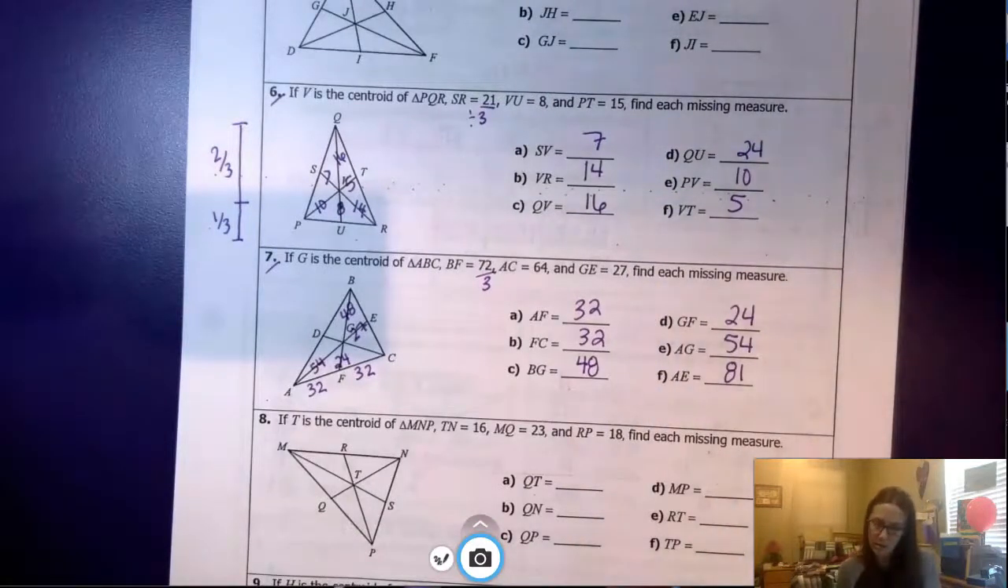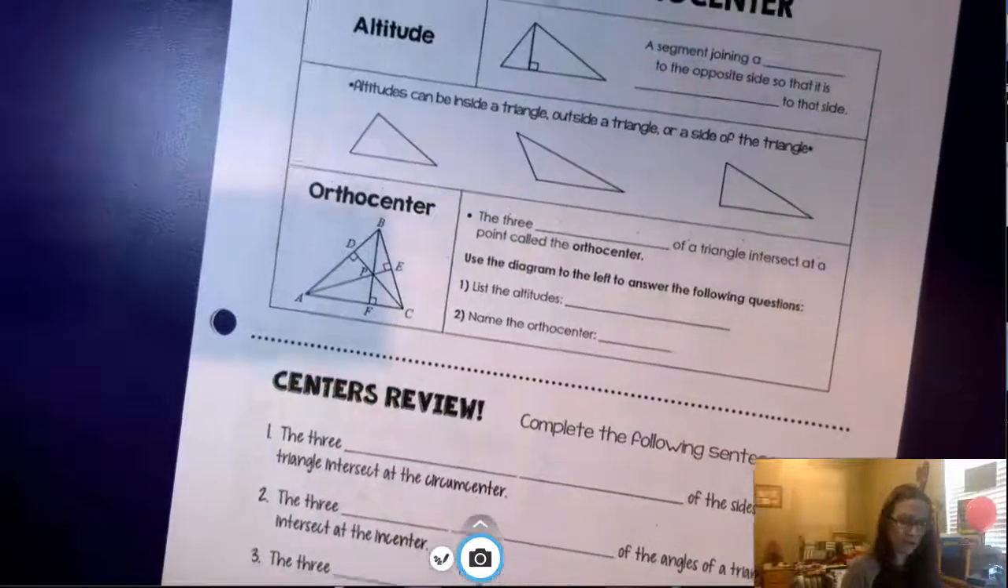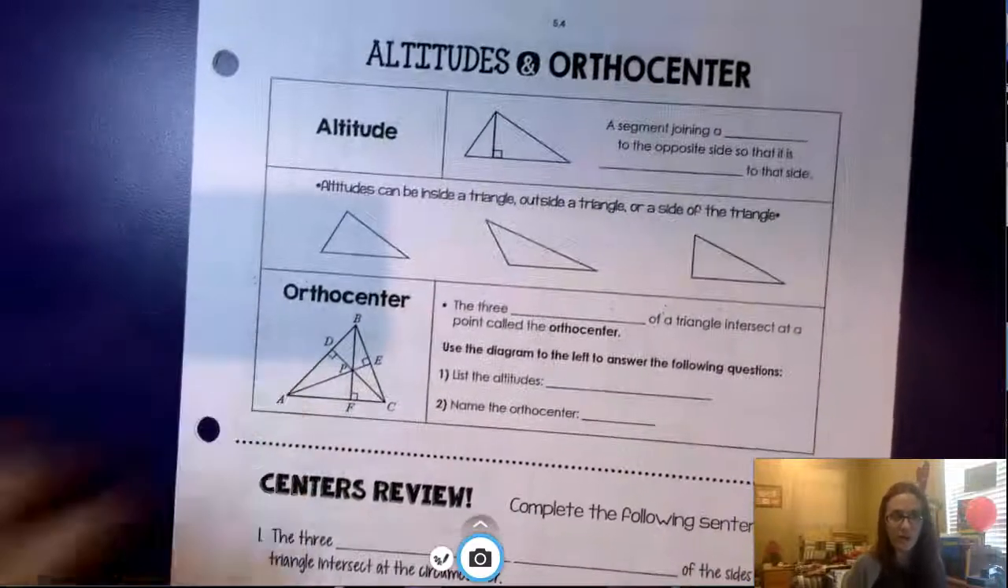I am also going to continue on. 5-4 continues, it's a few pages. We're going to do altitudes and orthocenters as well.